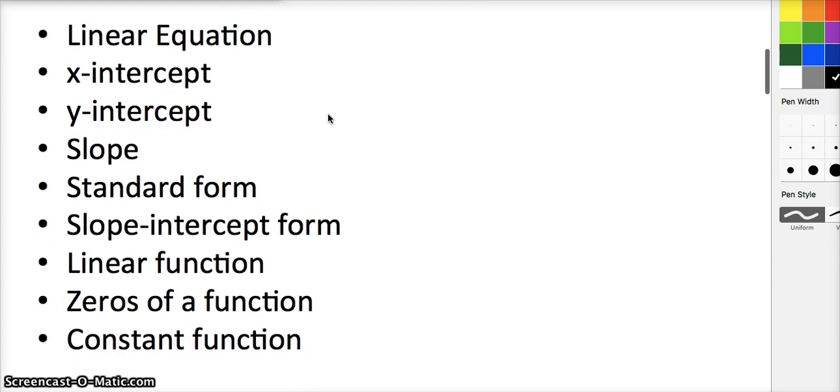We're going to start off with the concept of linear equation. A linear equation is basically an equation that's going to give us a line when we graph it on the x and y axis. And they can be in a number of forms.